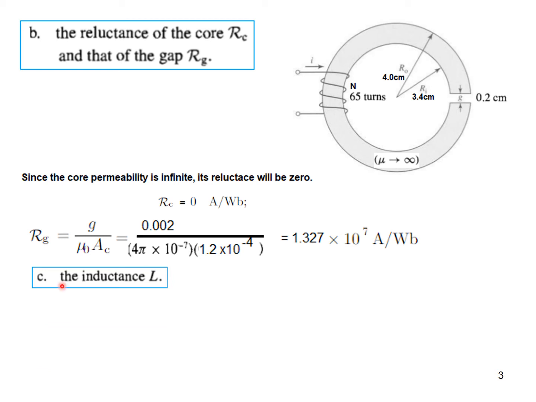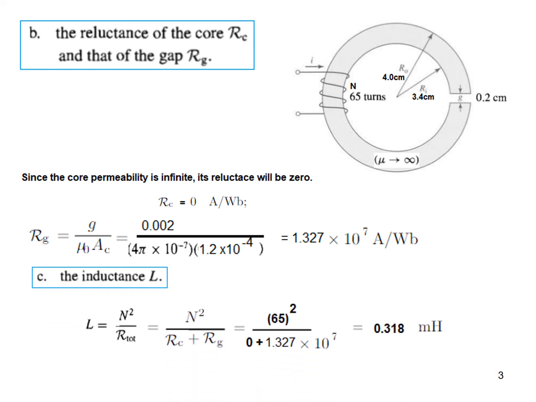The third point was to find the inductance L. We know this formula: N squared over R total is the inductance. So N squared, and R total is Rc plus Rg. In our case, Rc is 0 and Rg we found out from here. So by calculating, the inductance comes to be 0.318 millihenry.